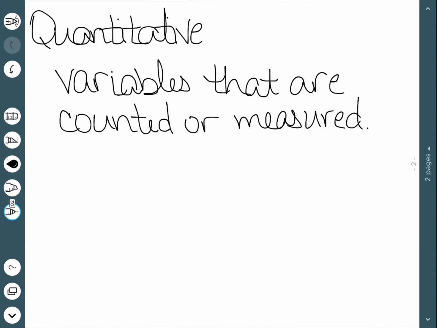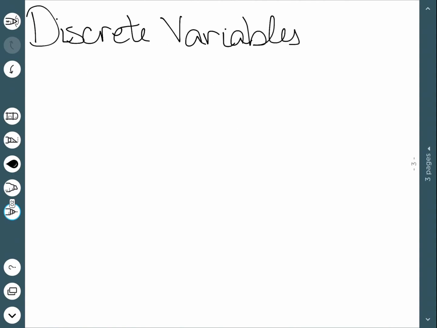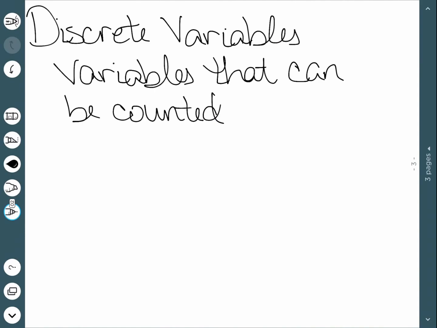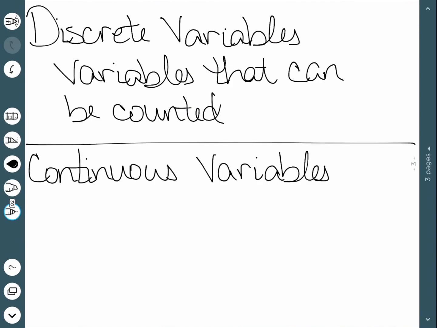Quantitative variables can also be broken down into two different categories. The first of these is known as discrete variables, and these are things that can be counted. These can include things like money, your number of siblings, or the number of cars in a parking lot. The other thing that we can have is continuous variables. And continuous variables are anything that we can measure.